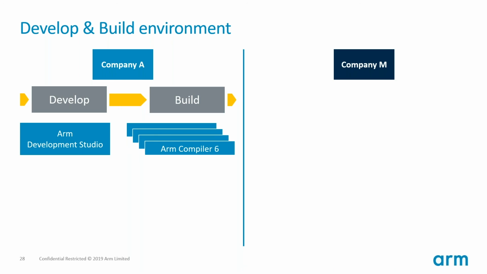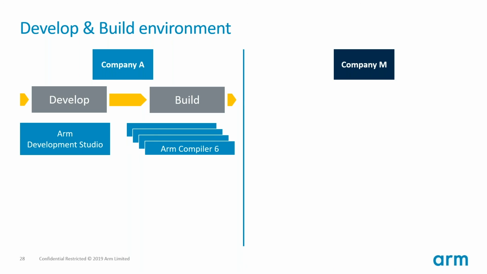For Company A, for developing their code, since they're using a Cortex-A-based processor, the IDE ARM Development Studio makes the most sense for them. So they have one for every engineer on their team. To build for their tests, and this could be building for their unit testing, integration tests, system tests, any tests that they have, their build farm is comprised of many environments with ARM Compiler 6.